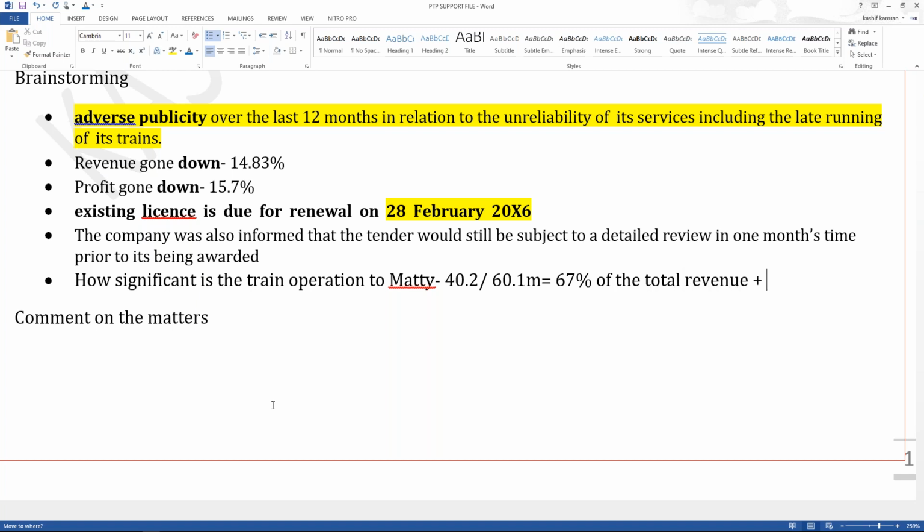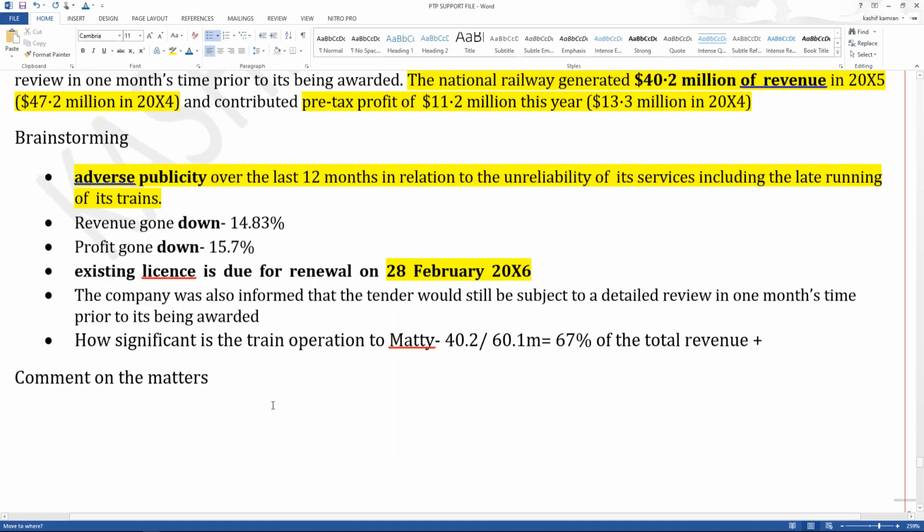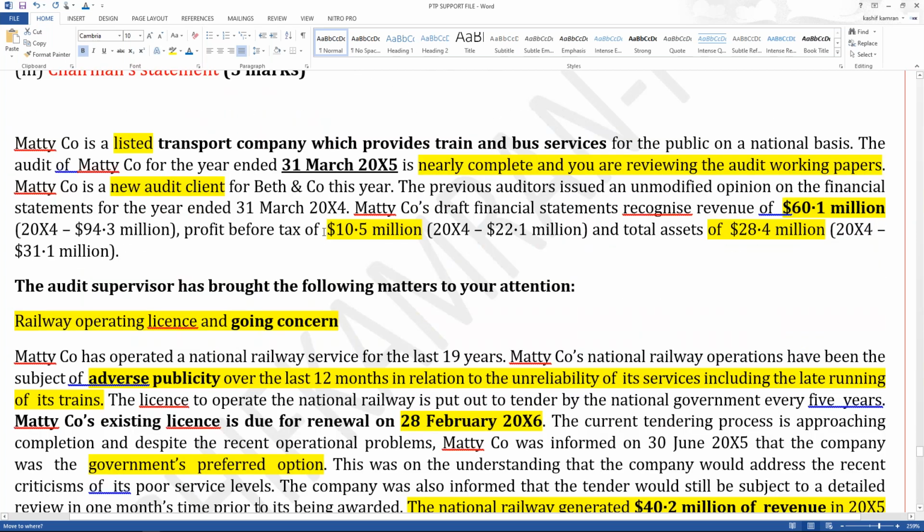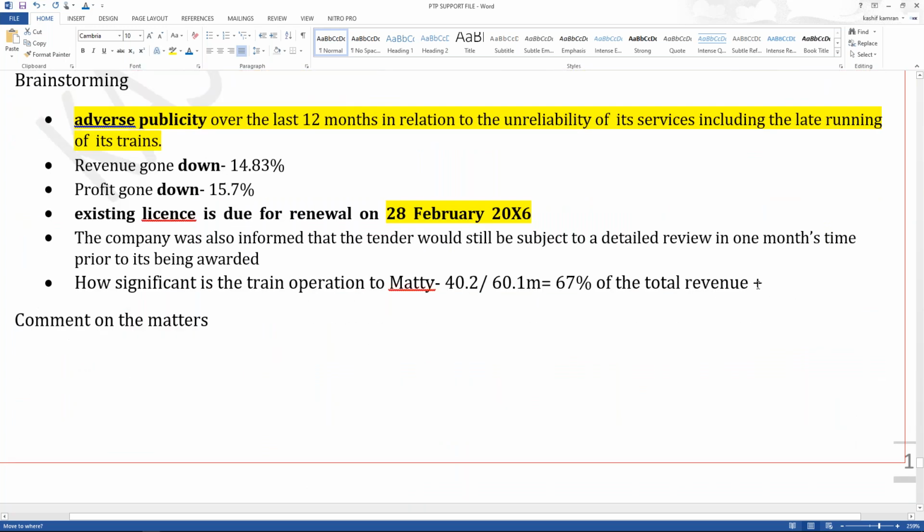Okay, next, plus profit. How much is the profit coming from the train operation? The profit coming from the train operation is 11.2 million. And the total profit of the company is, okay, sorry, that's the pre-tax profit, and we have the post-tax profit, so we cannot compare it. Leave it out. So that's quite a significant part of the revenue.